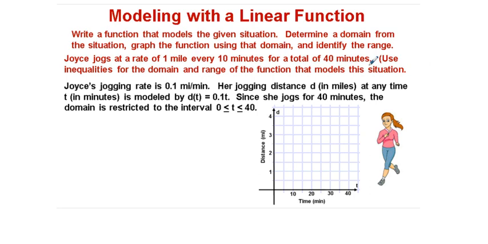Let's graph this function here. So between 0 and 40, and she's going up at 0.1 miles per minute. So how far does she go? 1 mile for every 10 minutes. Well, that's going to get her up to 4 miles total. So in 40 minutes, she's going to cover 4 miles, and the thing's going to look like this.